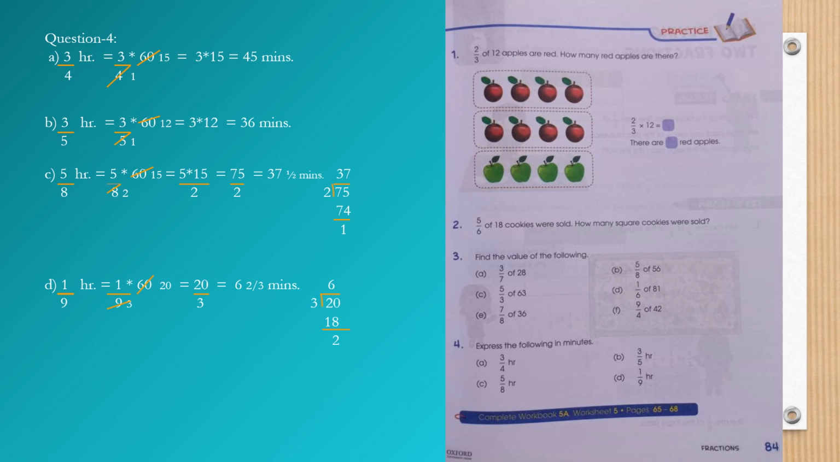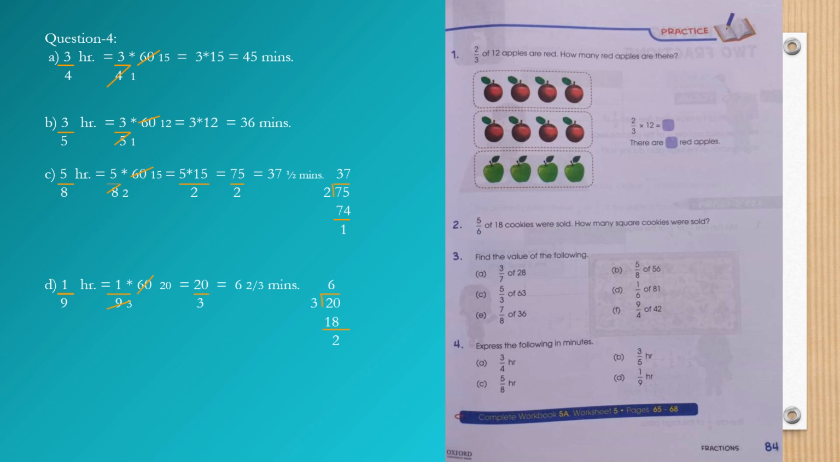Now in part B, we have 3 over 5 hour. Again, we write it as 3 divided by 5 multiplied by 60. So we have 3 multiplied by 12, because 5 into 12 is 60. So we have 12 in the numerator, which is going to be multiplied by 3, and the answer is 36 minutes.